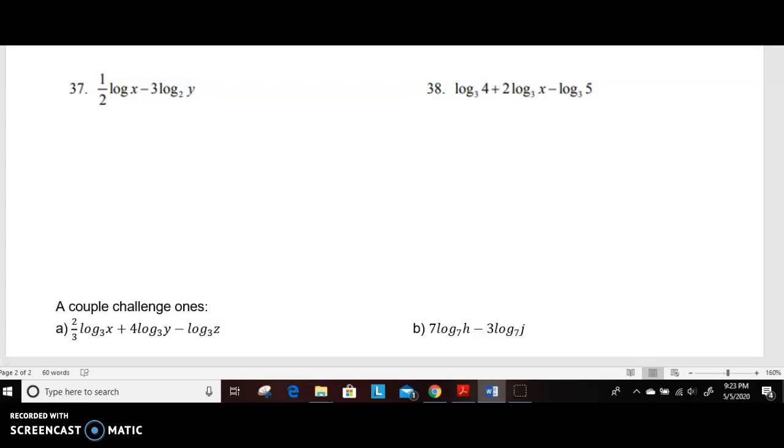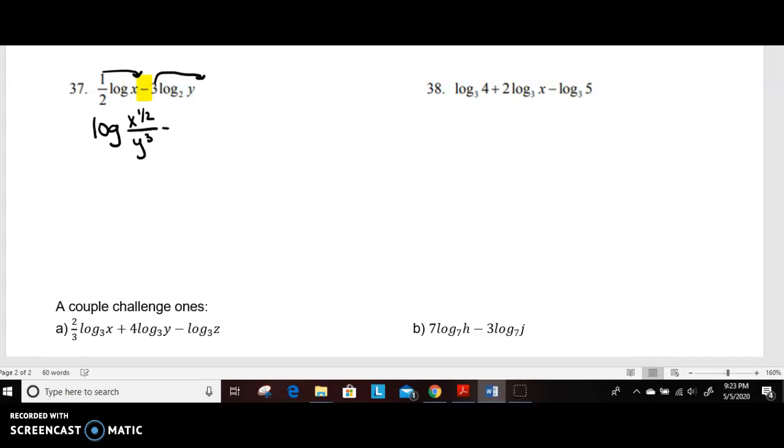Okay, and 37, that 1/2 out front is going to walk back across the log to become an exponent. The 3 is going to walk past the log and become an exponent. And we know this minus sign in the middle means division. So I have log, and there's no base there, so we know it's a base 10, x to the 1/2 over y cubed.